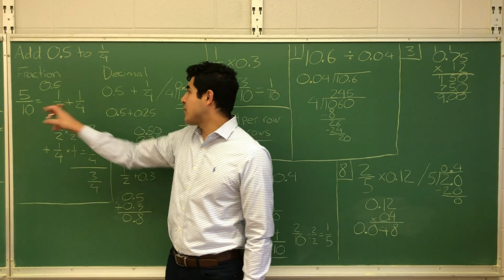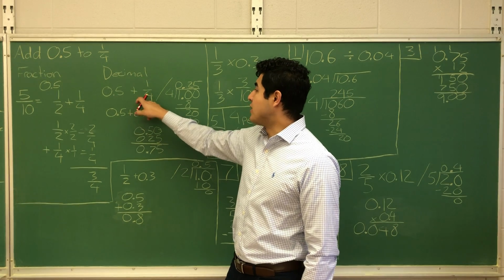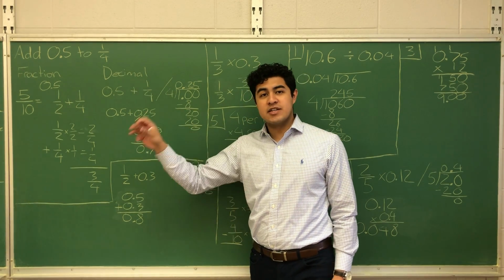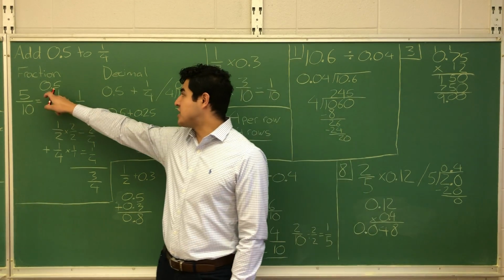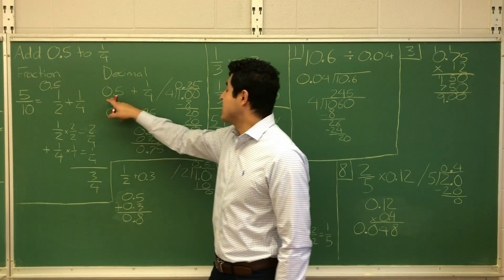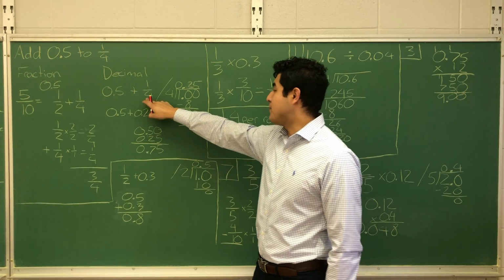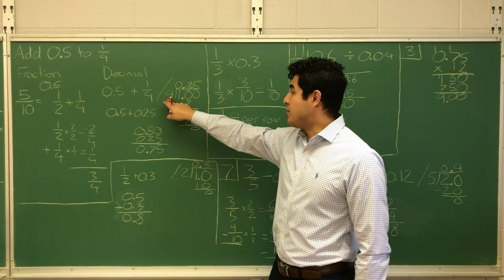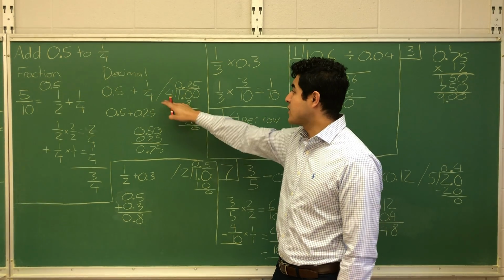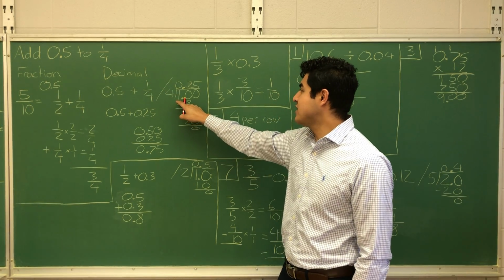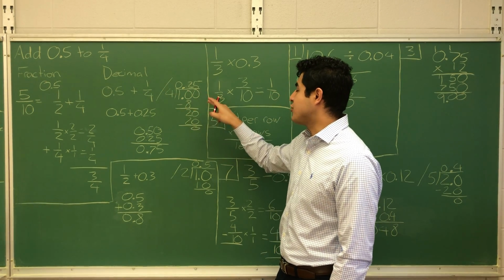Okay, now we've got the same problem, 0.5 plus 1/4, but now we're going to change the fraction into a decimal. In this one, we changed the decimal into a fraction. Here, we're going to change the fraction 1/4 into a decimal. How did I do that? My denominator becomes my divisor. My numerator becomes my dividend. And as you can see, I added place value so I can divide.